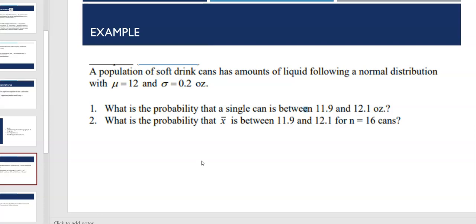But question 2 is different. What is the probability that X bar, that the sample mean, is between 11.9 and 12.1 for n equals 16 cans? Now we can distinguish between these two because this one is a single can, and in number 2 we have a sample size. So we're going to see that we have to do the single can differently from anything that is an actual sample involved. We have to use the sampling distribution for the thing that has a sample involved. Okay, so let's do numbers 1 and 2.